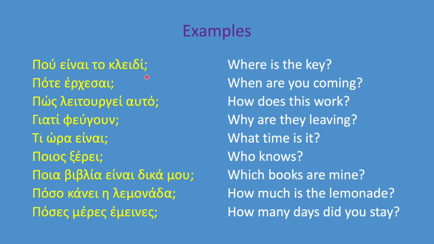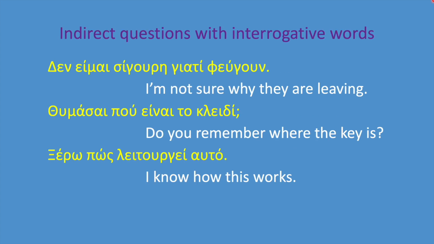Πού είναι το κλειδί? Πότε έρχεσαι? Πώς λειτουργεί αυτό? Γιατί φεύγουν? Τι ώρα είναι? Ποιος ξέρει? Ποια βιβλία είναι δικά μου? Πόσο κάνει η λεμονάδα? Πόσες μέρες έμεινες? So far, we have seen direct questions, but there are also indirect questions.